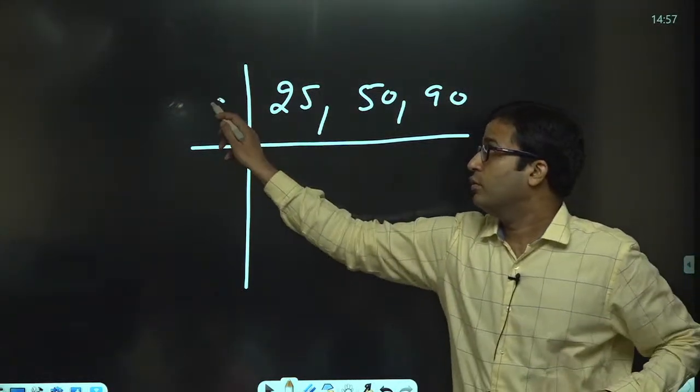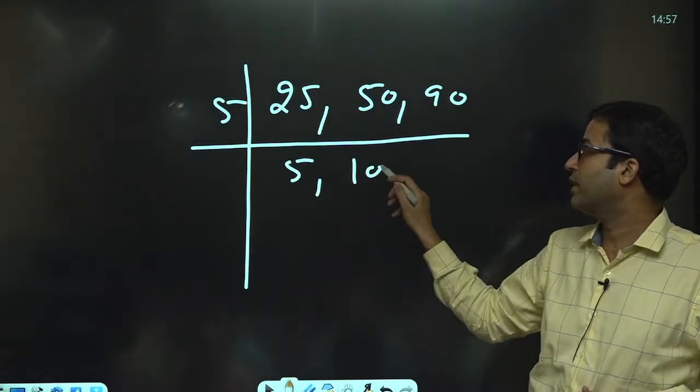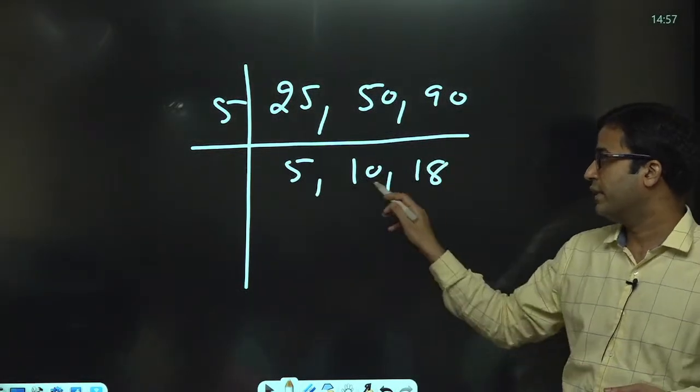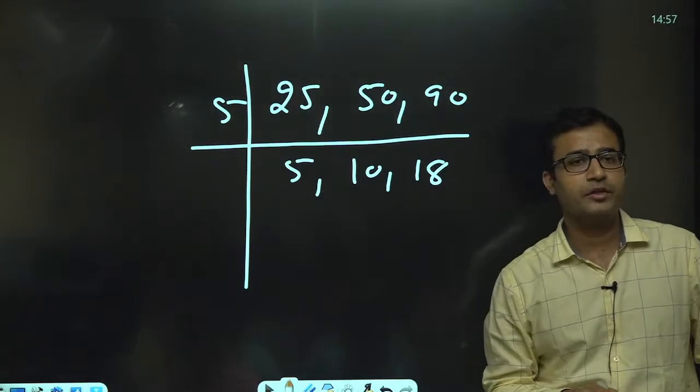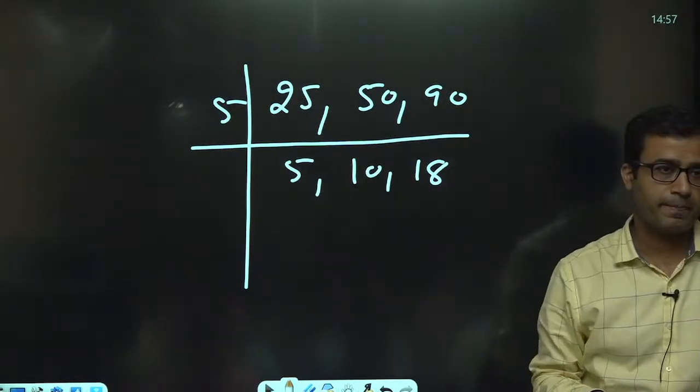First take 5, it becomes 5, it becomes 10, it becomes 18. It gives you 2, it gives you 5, but 5 and 18 we don't have a common factor, so 5. Answer is 5.